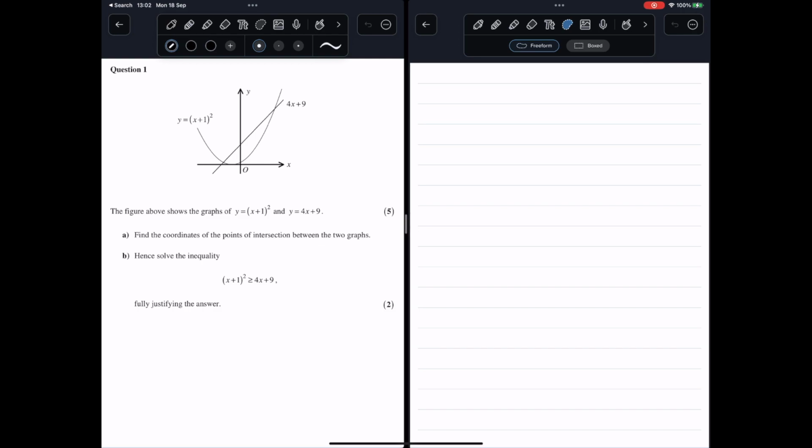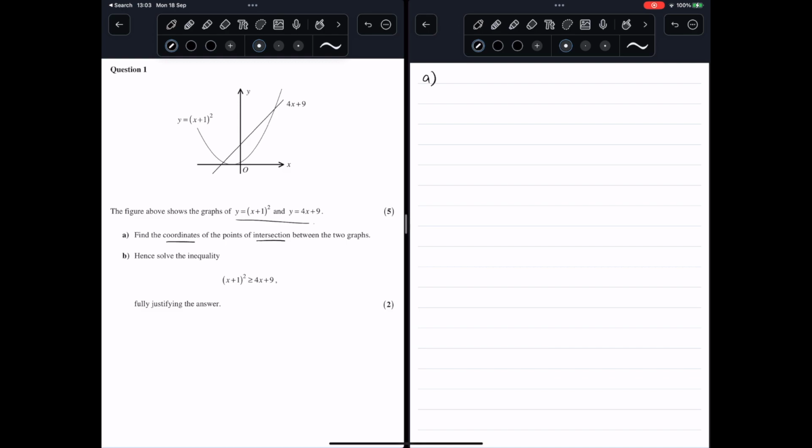So in this question, we've been given two functions, y equals (x plus 1) whole squared and y equals 4x plus 9. And for the first part, we just need to find the coordinates of the points of intersection between the two curves. And that's pretty simple. You just have to solve the two equations simultaneously, and for that, I'm going to put them equal to one another.